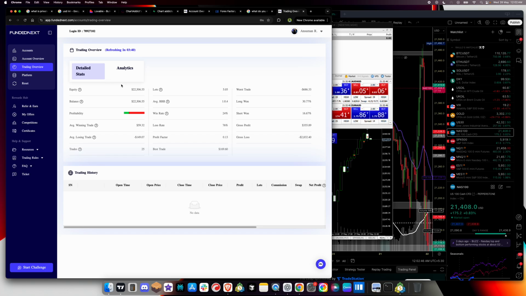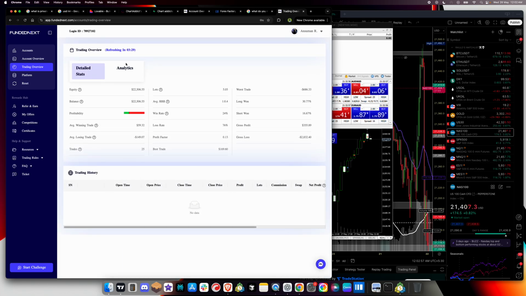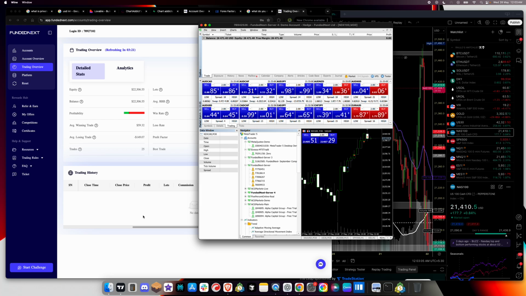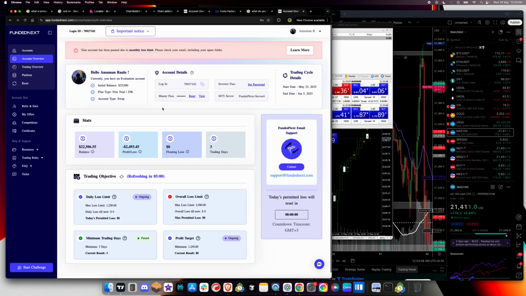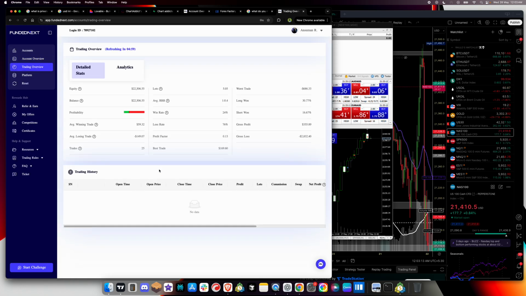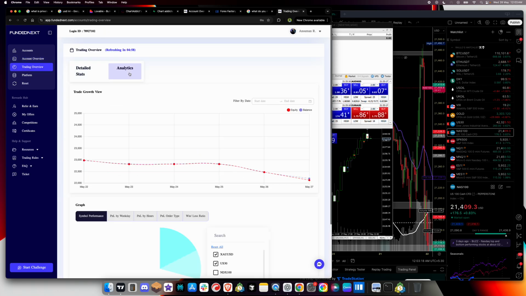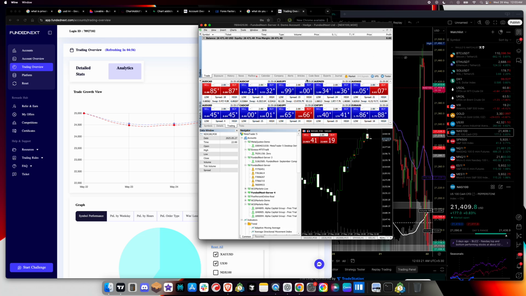This account taught me that I'm not good enough, because of the losing streak. If we look at the detailed stats, here we actually don't see any trading history. Let's refresh it. If we can see the trading history, I will show you. There is some problem, we cannot see the trading history, but we can see it from MetaTrader, I guess. Okay.